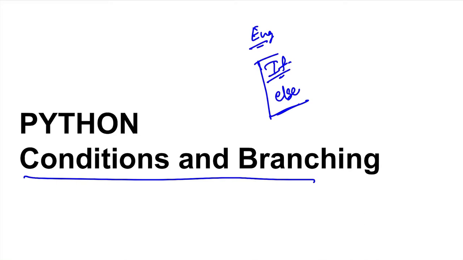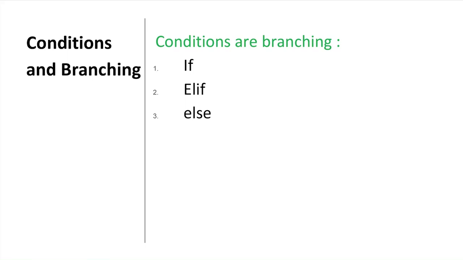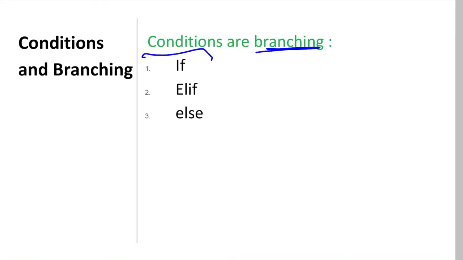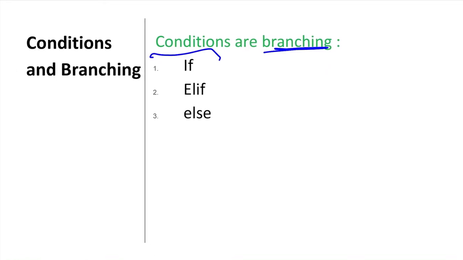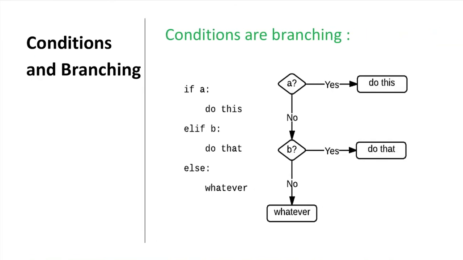There are three conditions for branching. The first one is the if condition, then elif, and then else. These are the three conditions, and the branching is done using these conditions itself. We will be looking at the format of these conditions. This is how we use them.